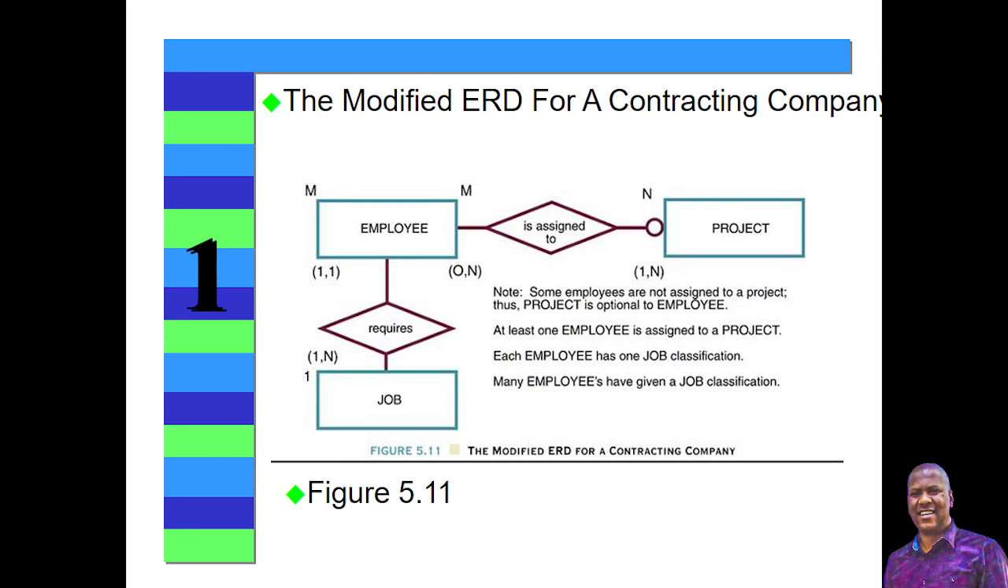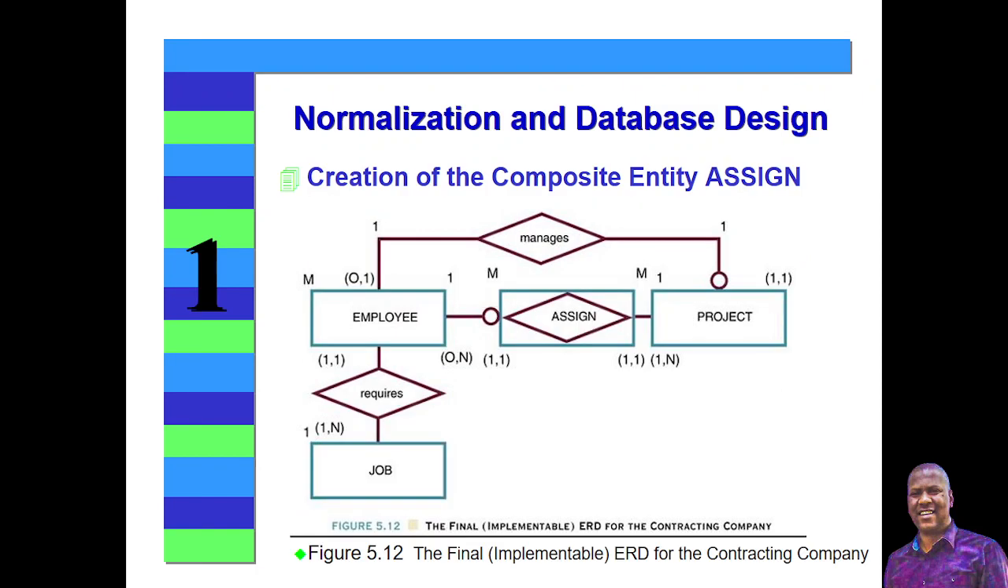And here is how the newly modified ERD for the contracting company now looks. Every employee requires a job, and an employee is assigned to a particular project. So at least one employee is assigned to a project, and also some employees are not assigned to a project. That project is optional to employees. So this is after normalization. We can have these three entities being implemented.